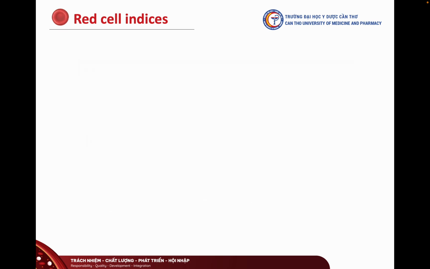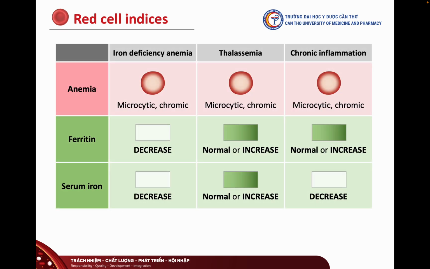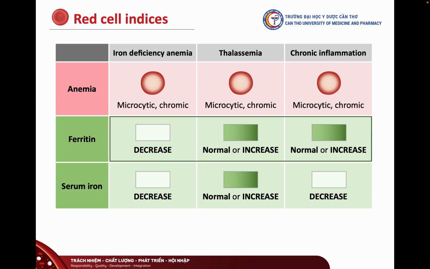Now, let's talk about how to interpret the iron study or the iron profile in microcytic and hypochromic anemia. When we see the low ferritin, it strongly suggests the iron deficiency anemia because the ferritin reflects the iron stores. On the other hand, if our ferritin is normal or even increased, iron deficiency is much less likely. In this case, we should consider thalassemia or the anemia of chronic inflammation.